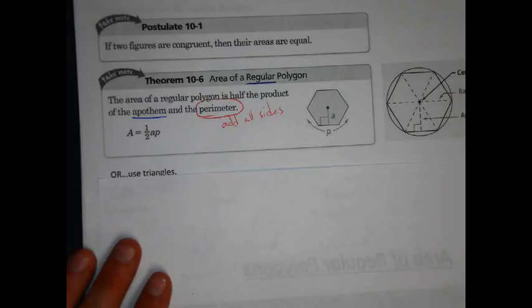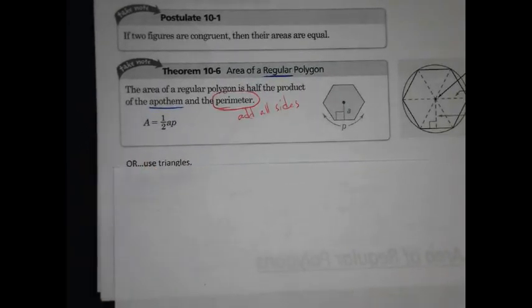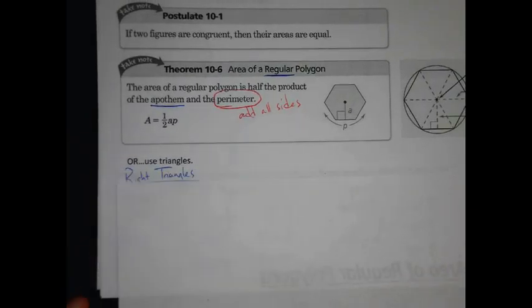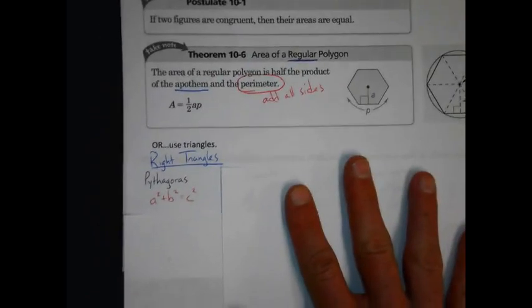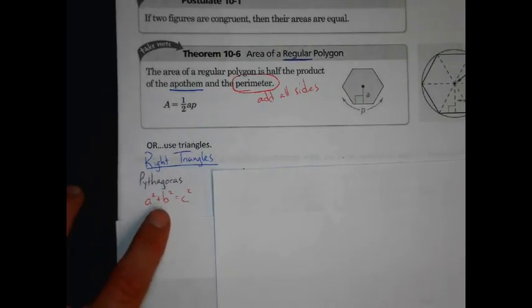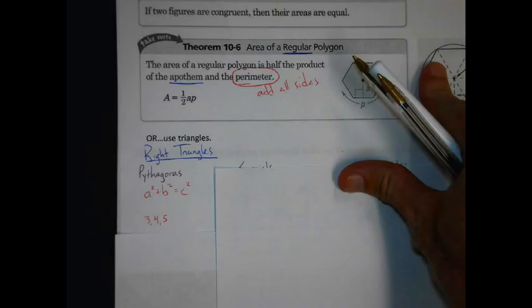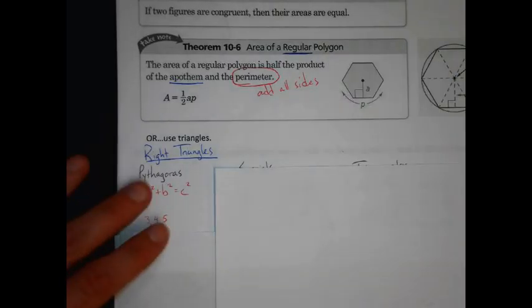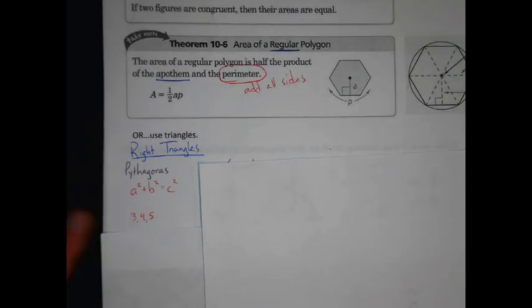Now, there's another way we can talk about area of regular polygons. We can use triangles. Now, when we talk about triangles, we have to remember a few things. We can talk about right triangles that come back to using the Pythagorean theorem. Okay, so we have the sum of the squares of the legs is equal to the square of the hypotenuse. And we also have a quick shortcut with the Pythagorean triple, the 3, 4, 5, or any Pythagorean triple if you know them.